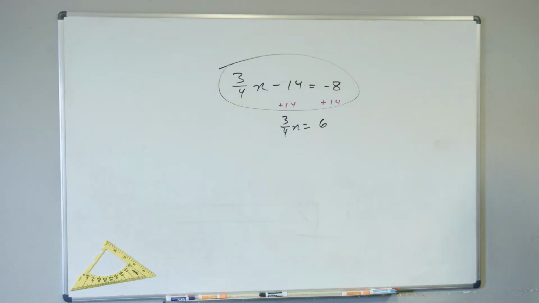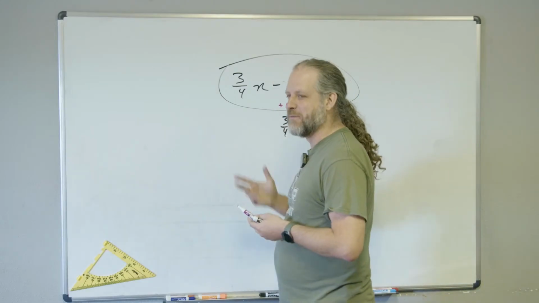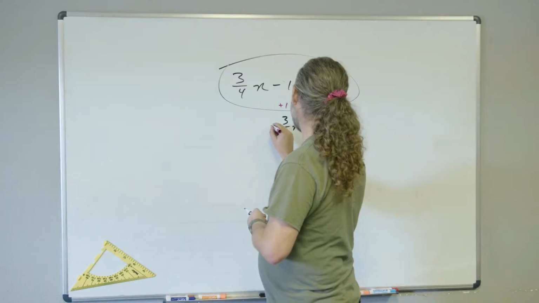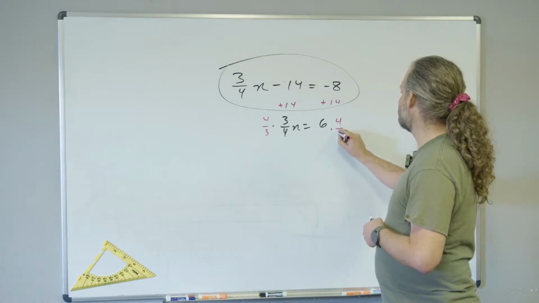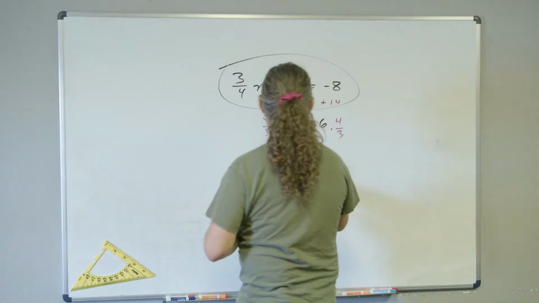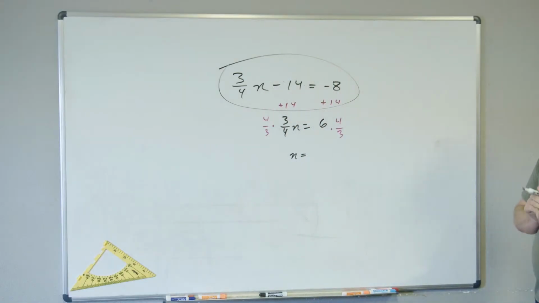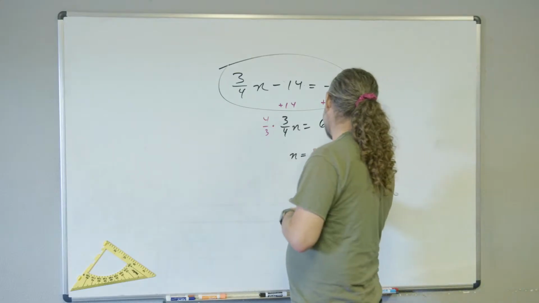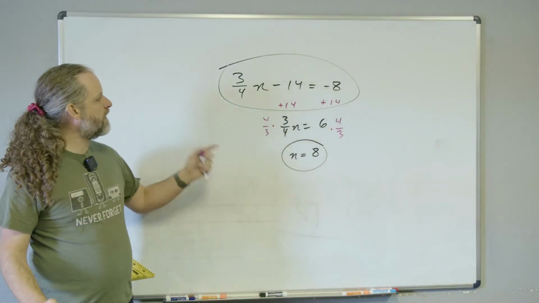Now what? Get rid of the 3/4 by multiplication. By multiplying the reciprocal. You're really dividing, but it is multiplying the reciprocal though. So you're right and wrong all at the same time. Good job. So n equals what? It does equal 8. Thank you. That's not negative 8? No, because they're both positive.